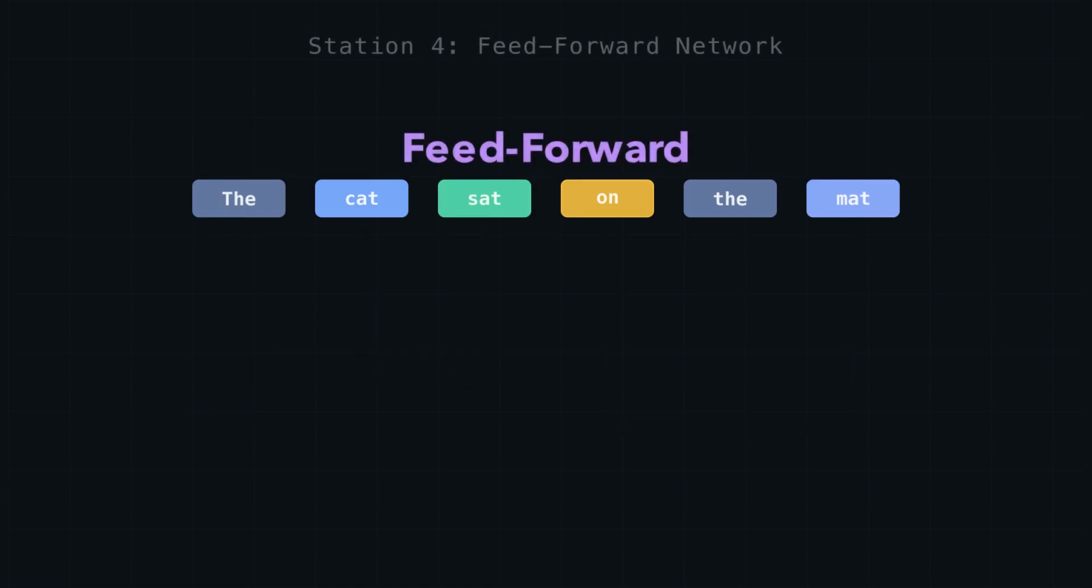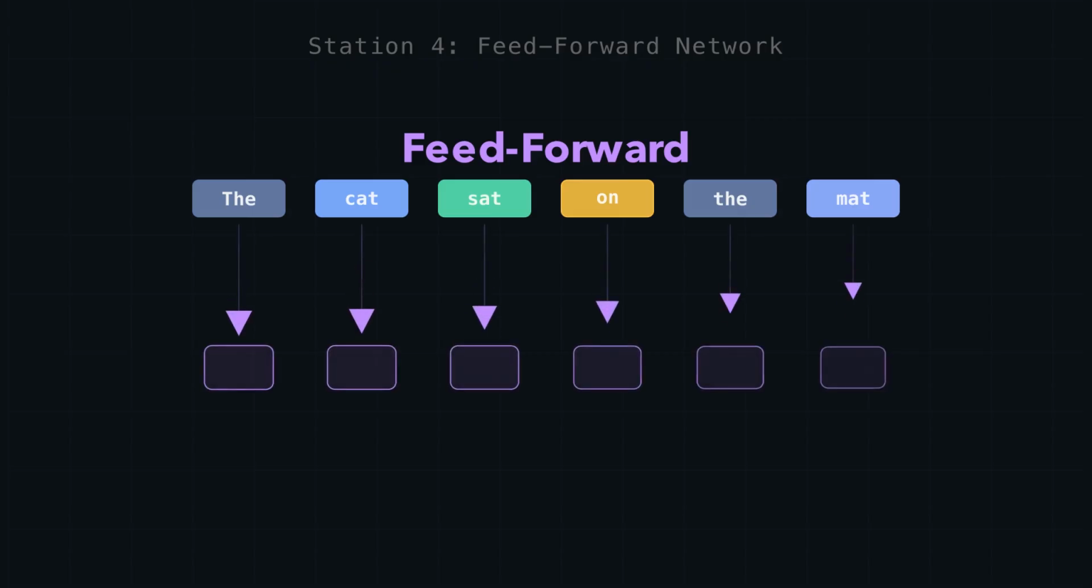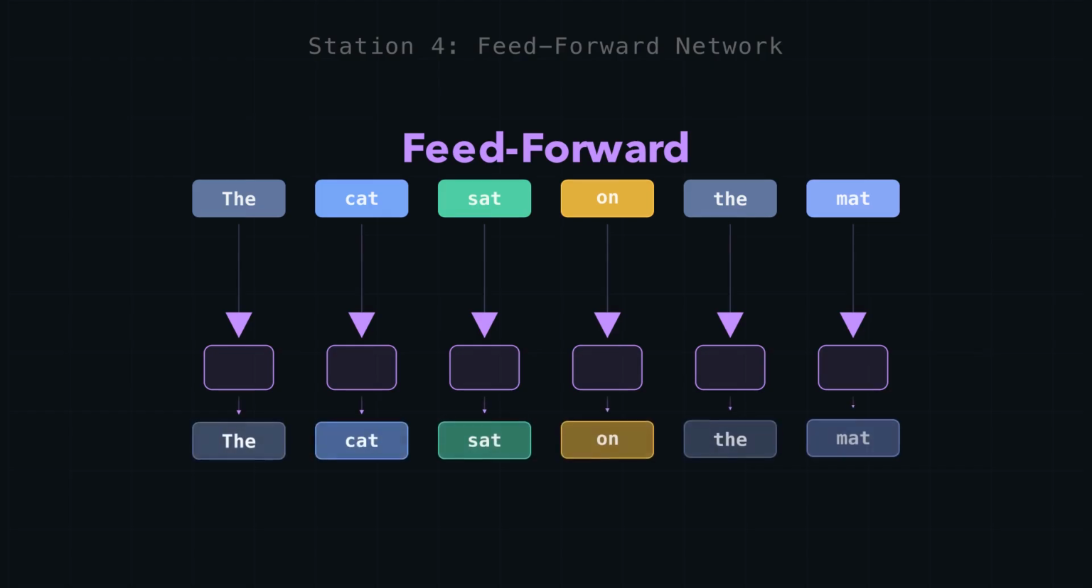Now here's a station we haven't seen before, the feed-forward network. Think of it this way. Attention was a group discussion. Everyone shared what they know. The feed-forward step is each token going off to think privately about what it just heard. It's a small neural network applied to each token individually. This is where the deeper processing happens, turning raw relationships into actual understanding.